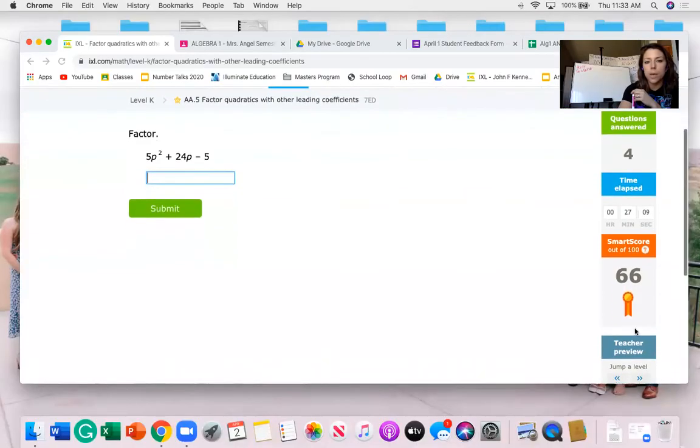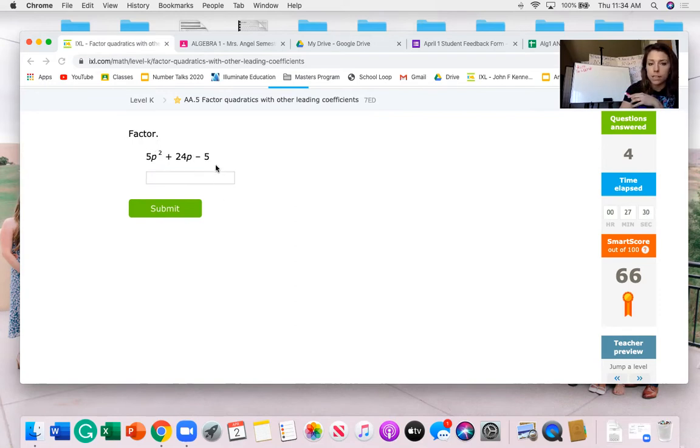Okay, so in this one, notice how my SMART score is a 66 and my expression is 5p squared plus 24p minus 5. This is not one that I would have to find a GCF for. Here's how I know. 5 goes into 5, but 5 does not go into 24. So because of that, I know that I would just use slip and slide here.